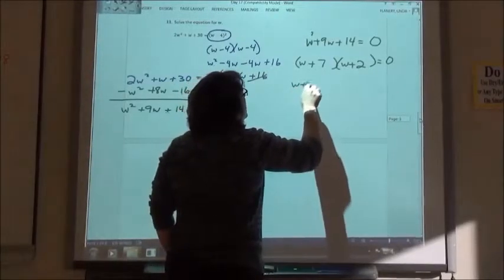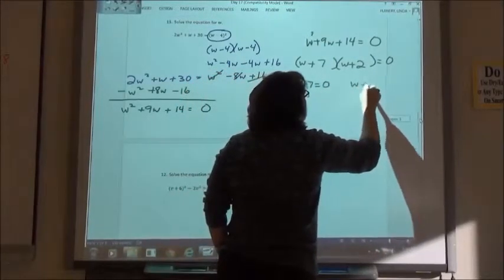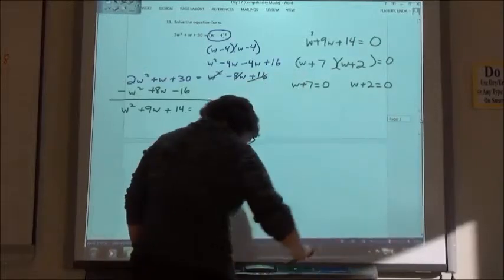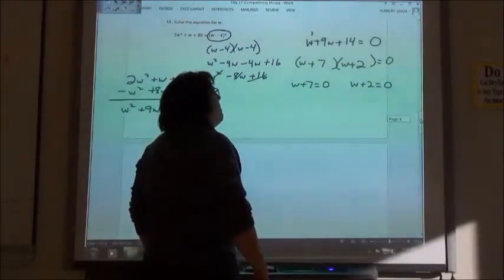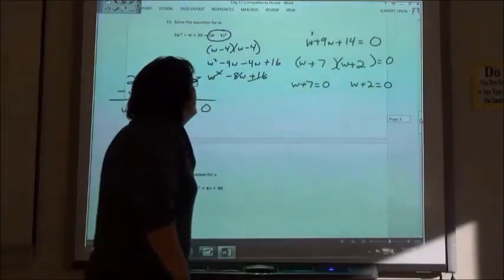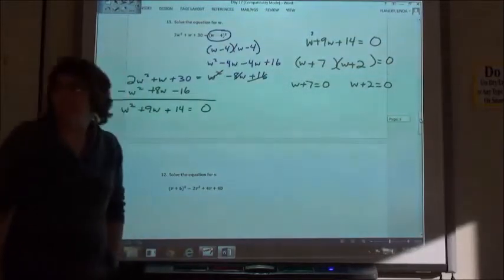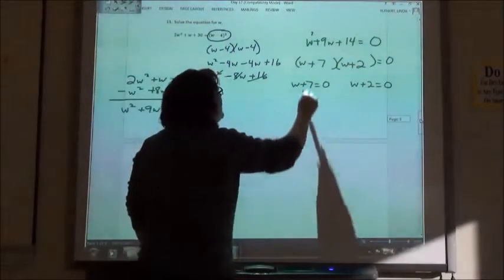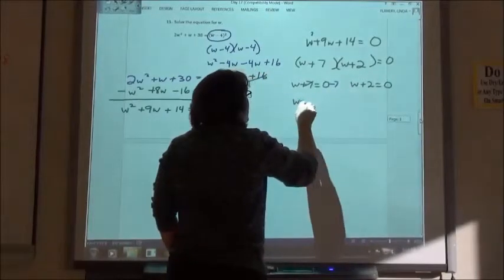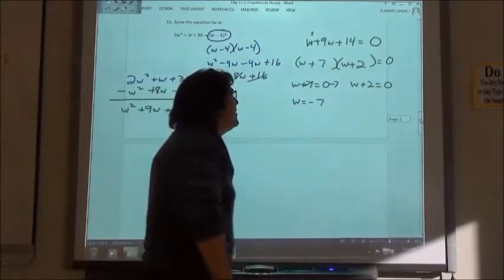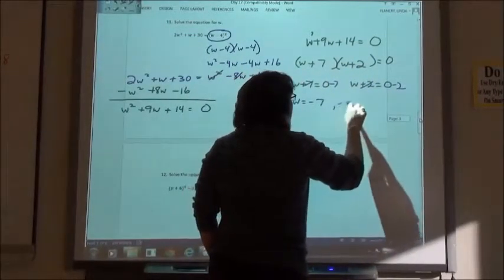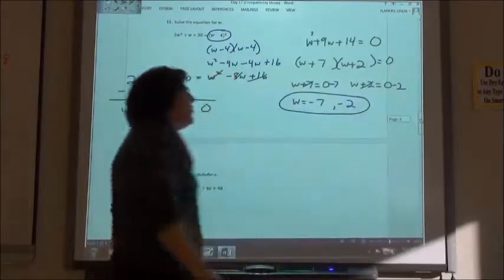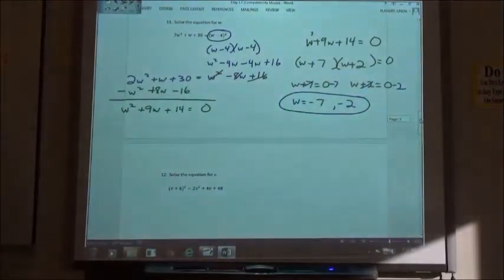So either W plus 7 equals 0 or W plus 2 equals 0. And so when I solve the first one, I'm going to subtract my 7. W equals negative 7. And on the other one, it will be negative 2. So W is going to equal negative 7 or negative 2 for your 2 solutions. So hopefully not too hard, it's just long.